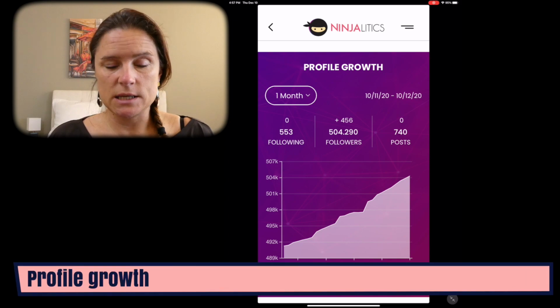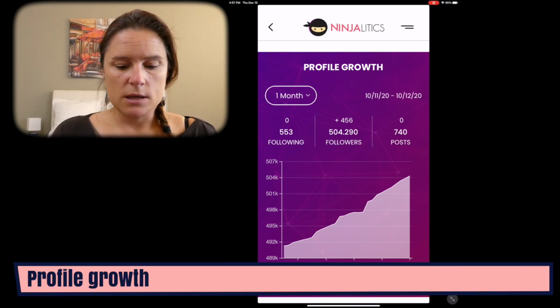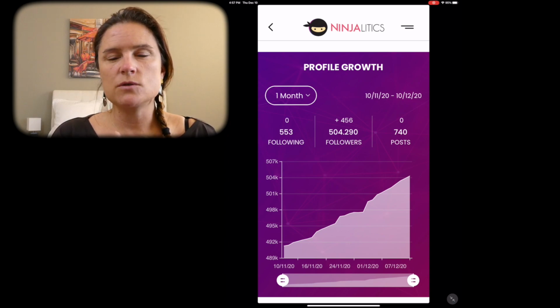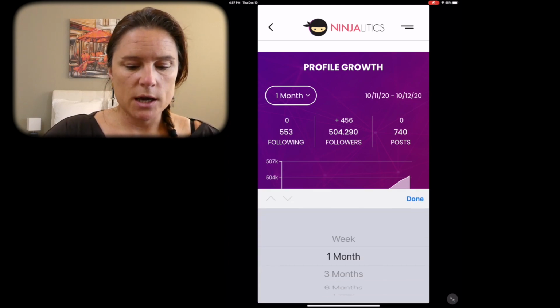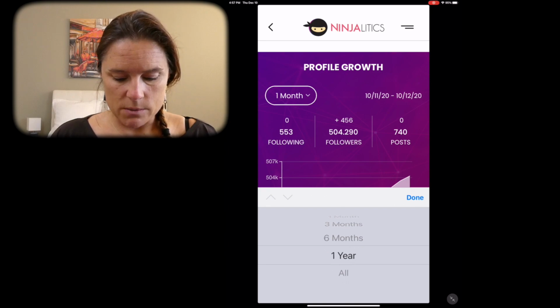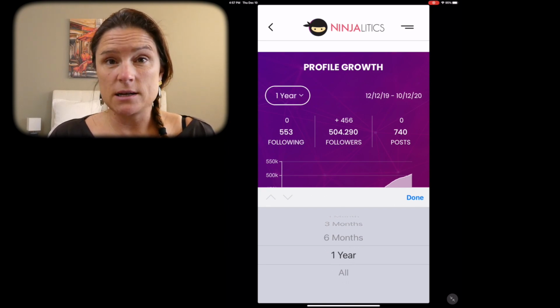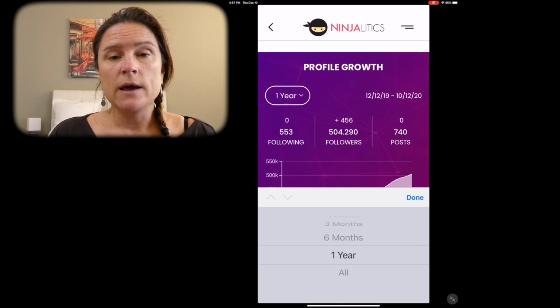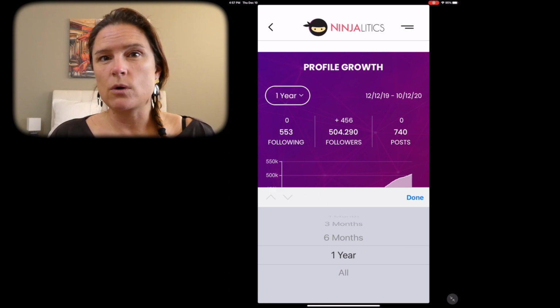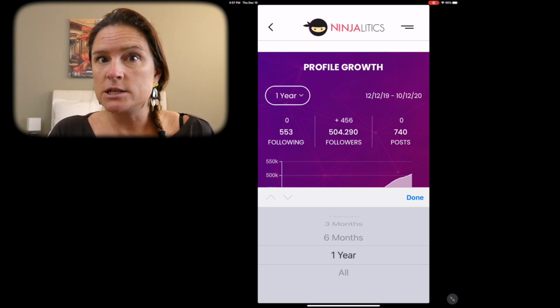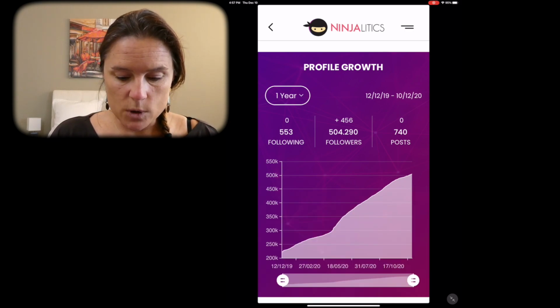What you see next is the profile growth. The profile growth is the number of followers that this account gains per day. You can see it over 1 month, 3 months, 6 months, or a year. This is data that you will not be able to see if you are requesting a new account, or an account that has not been searched yet in Ninjalytics. So let's put 1 year.